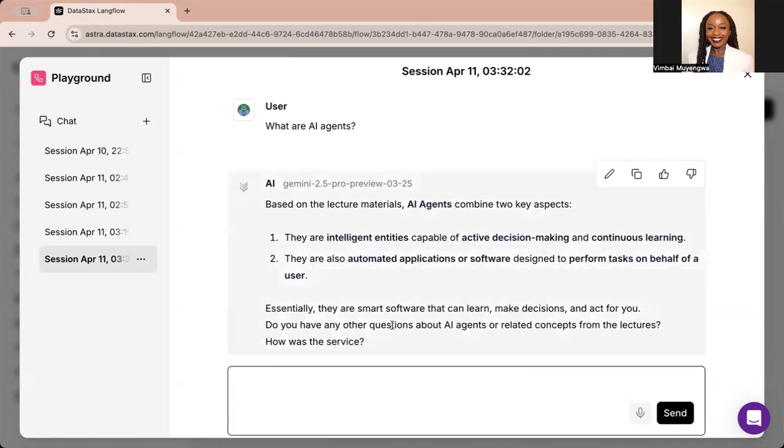Now I'll talk a little bit about what you see here as far as follow-up questions. I wanted the service to be really helpful and to interact with the user in a way of always following up, asking, how was the service? Do you have any other questions about AI agents or related concepts from the lectures, just to continue providing the sense of system monitoring and feedback from the service component, and also making sure that the student is nudged into asking further questions as they continue their learning journey and process.